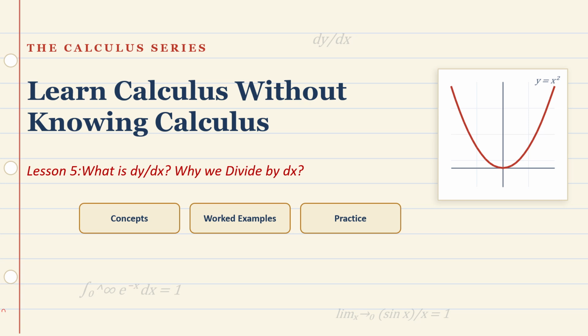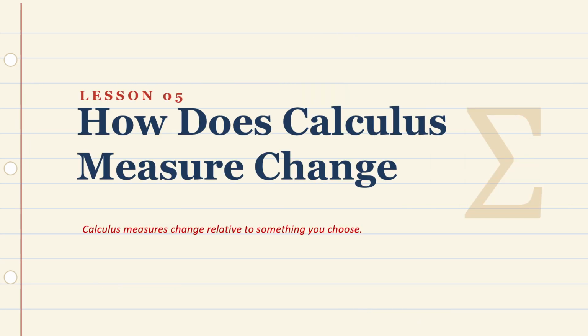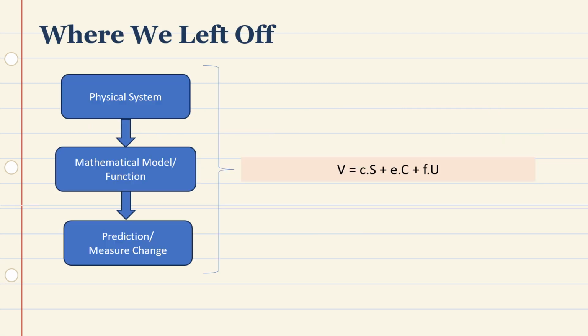Hello and welcome back to our calculus series where we learn calculus without knowing calculus. Lesson number 5. We are going to learn how calculus measures change relative to something you choose. You choose because you want an answer to a question, so I'm trying to measure a change with respect to something.